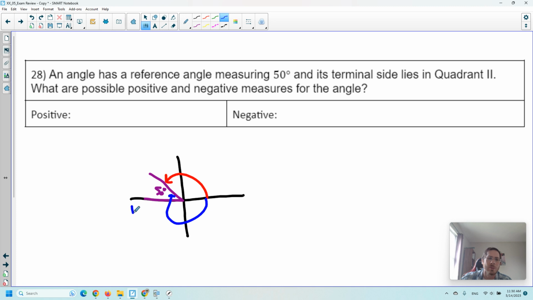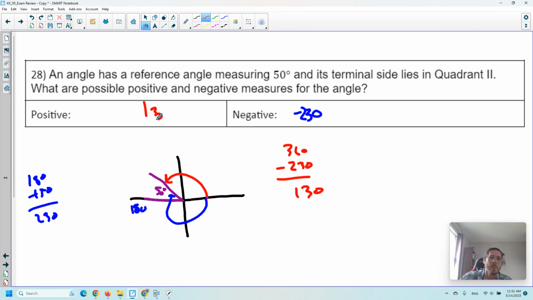So we go backwards, that's 180 plus 50, so negative 230. If I add 360, so 360 minus 230, that's going to be 130 degrees positive. And it makes sense because this would be 90 and 40 would be 130. So that's what we got for two of our choices. Again, you can always keep adding 360 or keep subtracting 360 to also get correct answers.